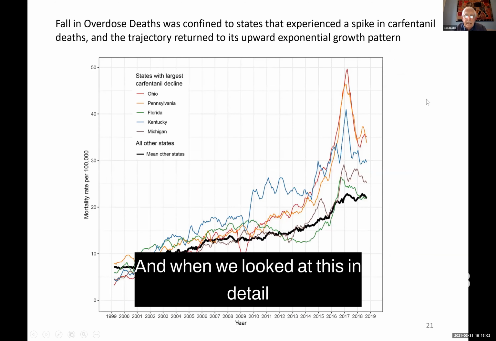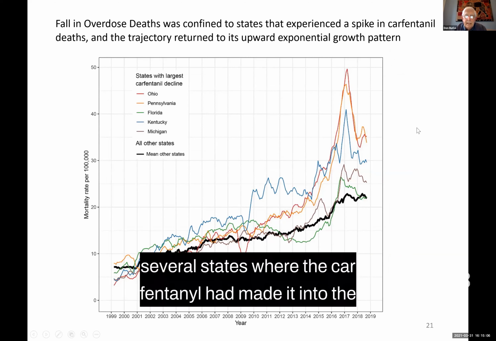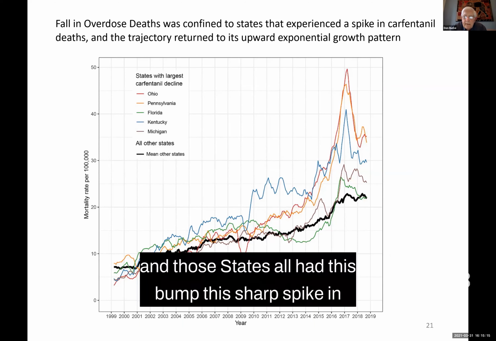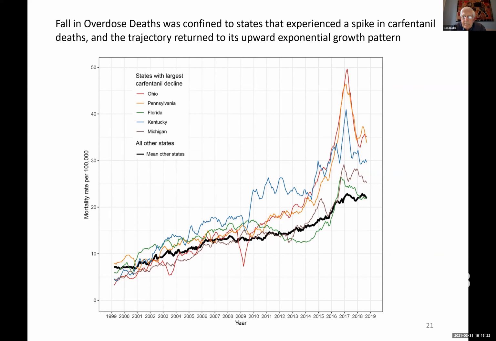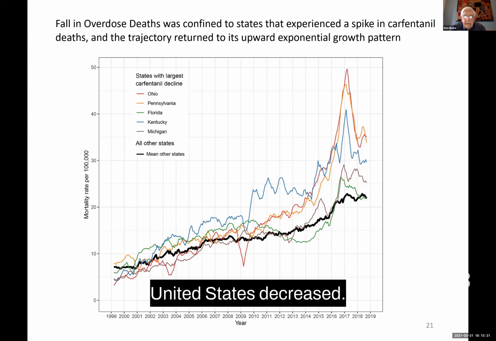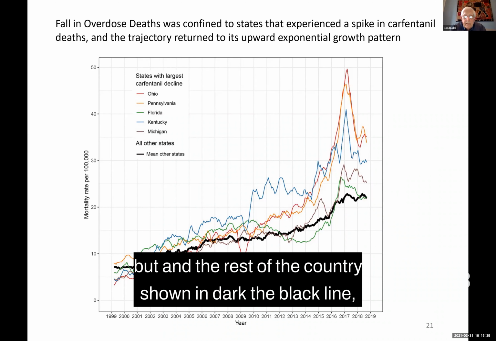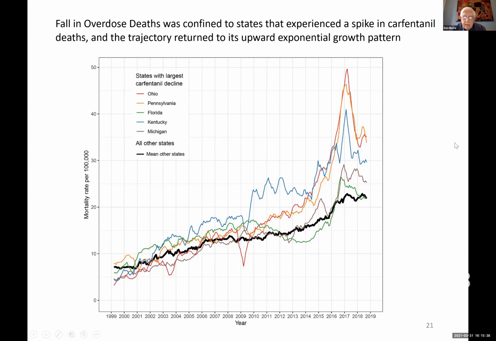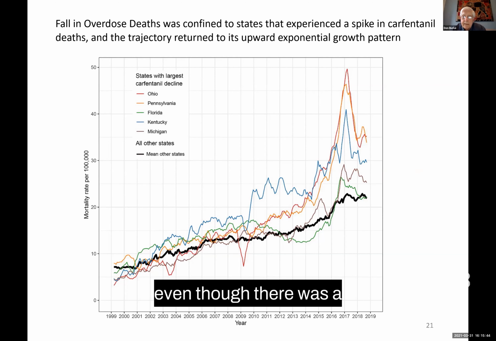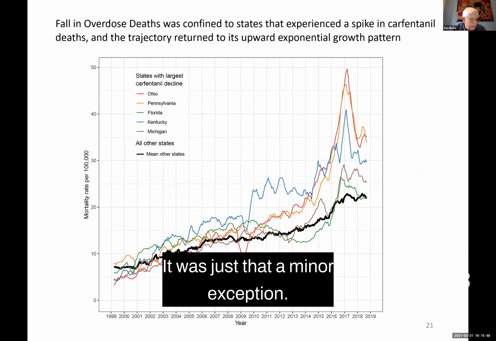And when we looked at this in detail, there were several states where the carfentanil had made it into the drug supplies, particularly Ohio, Pennsylvania, Florida, Kentucky, and Michigan. Those states all had this bump, this sharp spike in deaths, and then an equally sharp drop when the carfentanil disappeared, when China started to regulate carfentanil and imports into the United States decreased. The rest of the country, shown in the black line, continued to grow along the expected exponential trajectory, except for these places. So even though there was a minor exception, it was just that, a minor exception.